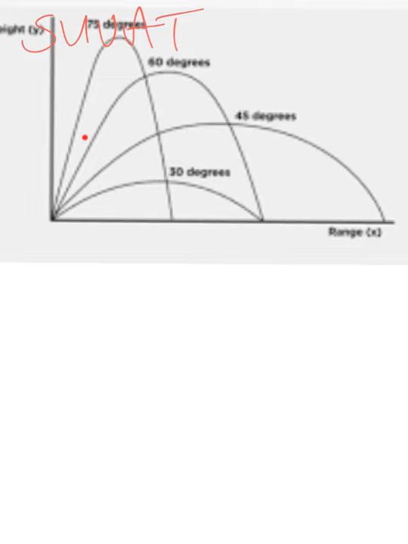So this would be, I think, 75 degrees, this would be 60 degrees, this would be 45 degrees, and this would be 30 degrees. And you can see they've all got different ranges and different paths depending on the angle they are fired at. But these curves are based on ideal suvat. We're going to look at what that means in this tutorial.